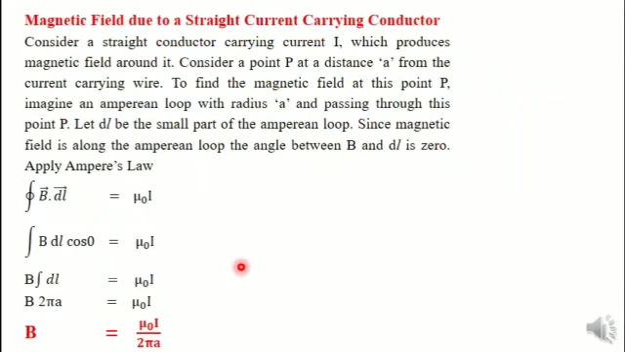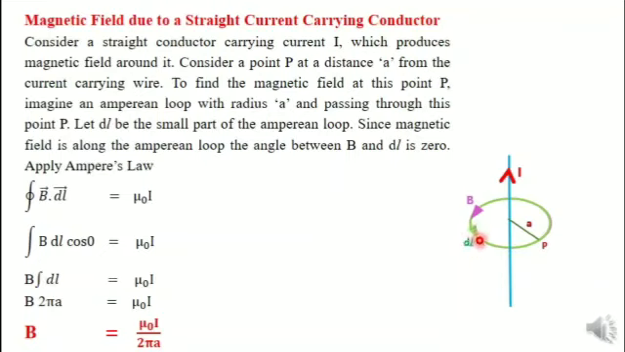Magnetic field produced by a straight current carrying conductor. Consider a straight conductor carrying current I, which produces magnetic field around it. Consider a point P at a distance a from the current carrying wire. To find the magnetic field at this point P, imagine an Amperian loop with radius a and passing through this point P. Let dl be the small part of the Amperian loop.